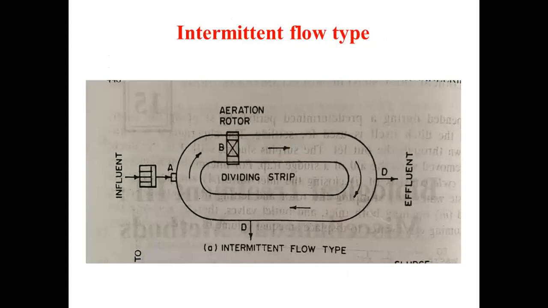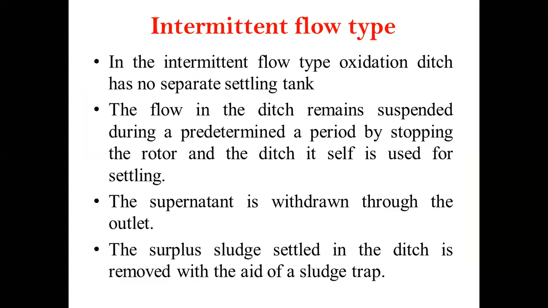Then the flow in the ditch remains suspended during the predetermined period by stopping the aerator, and the ditch itself is used for settling. Two activities can be performed in one tank. The supernatant is withdrawn through the outlet, and the surplus sludge settled in the ditch is removed with the aid of a sludge trap, or whatever you can use for the removal of sludge. This is the function of the intermittent flow type of oxidation ditch.